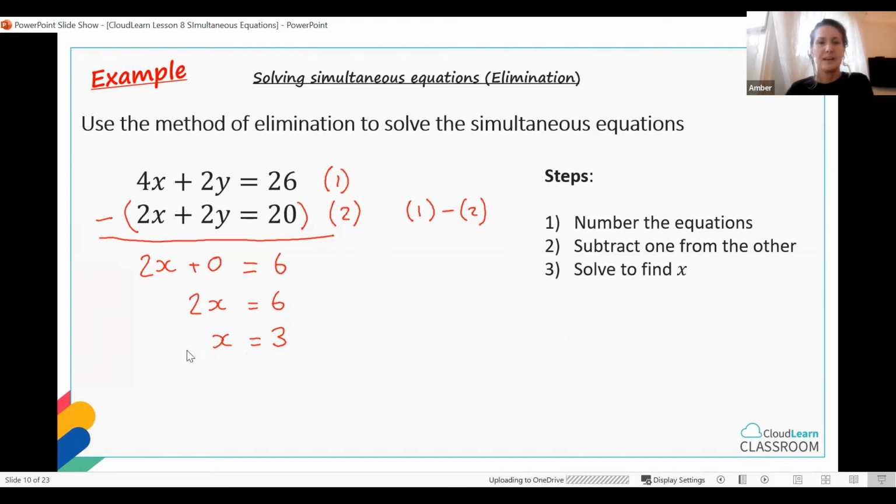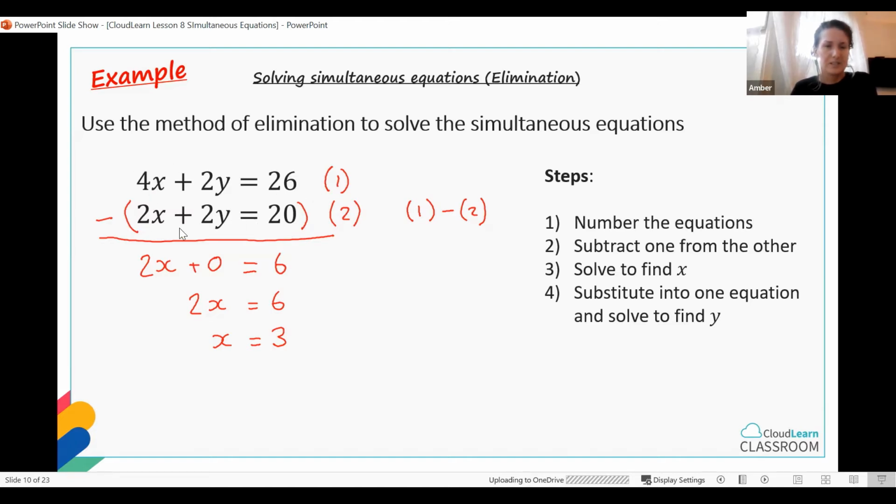Okay, so now we know what x is. We can use x to now find what y is, because once we know one, we can find the other. So I can now take my value of x and substitute it into one of the equations and solve to find y. And it doesn't matter which one I choose, actually. I can substitute either into equation 1 or into equation 2.